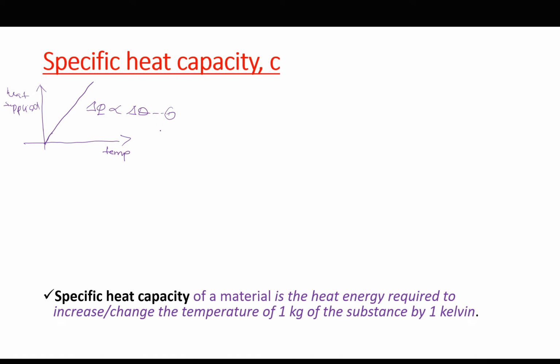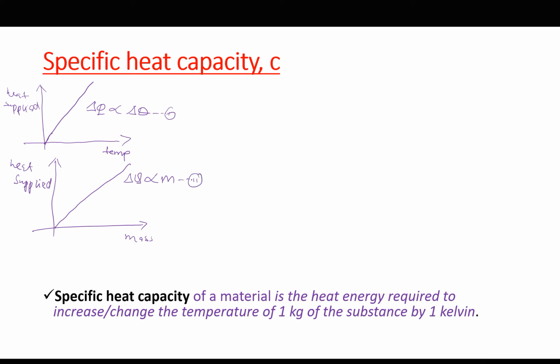Therefore, if I was to sketch a graph of heat supplied, or thermal energy supplied, against mass, this will still be a straight line. That is, delta Q is going to be directly proportional to the mass.